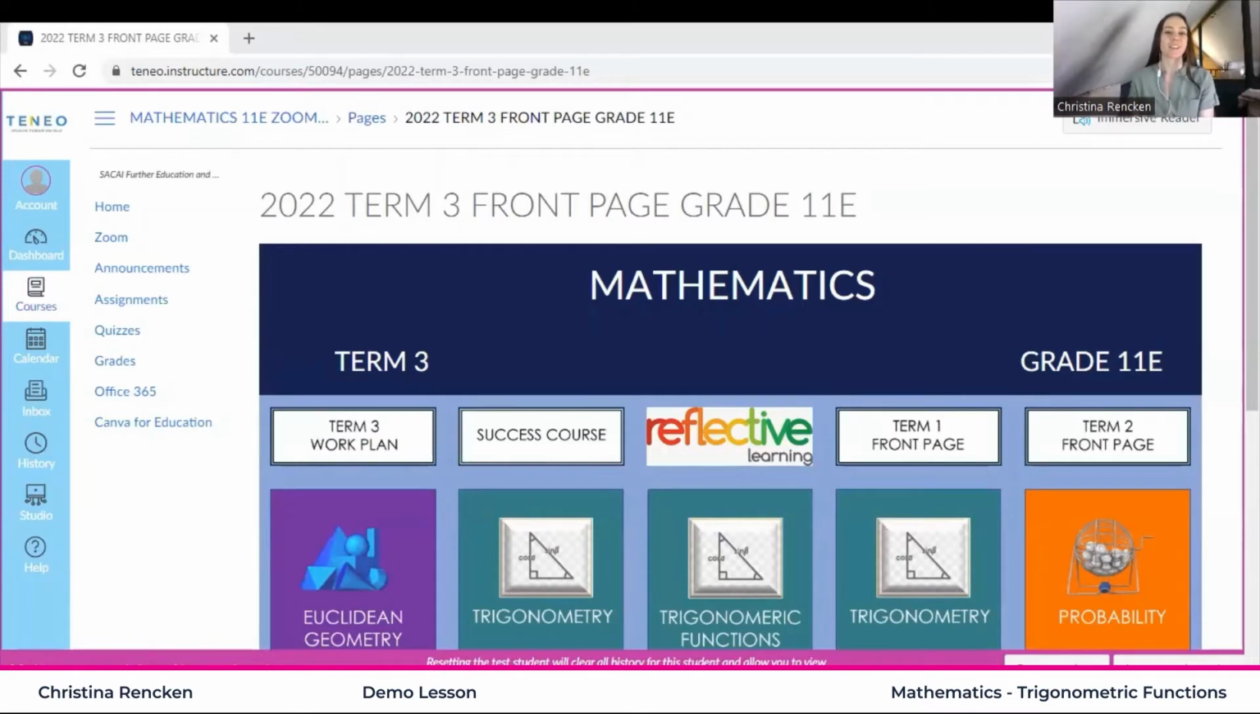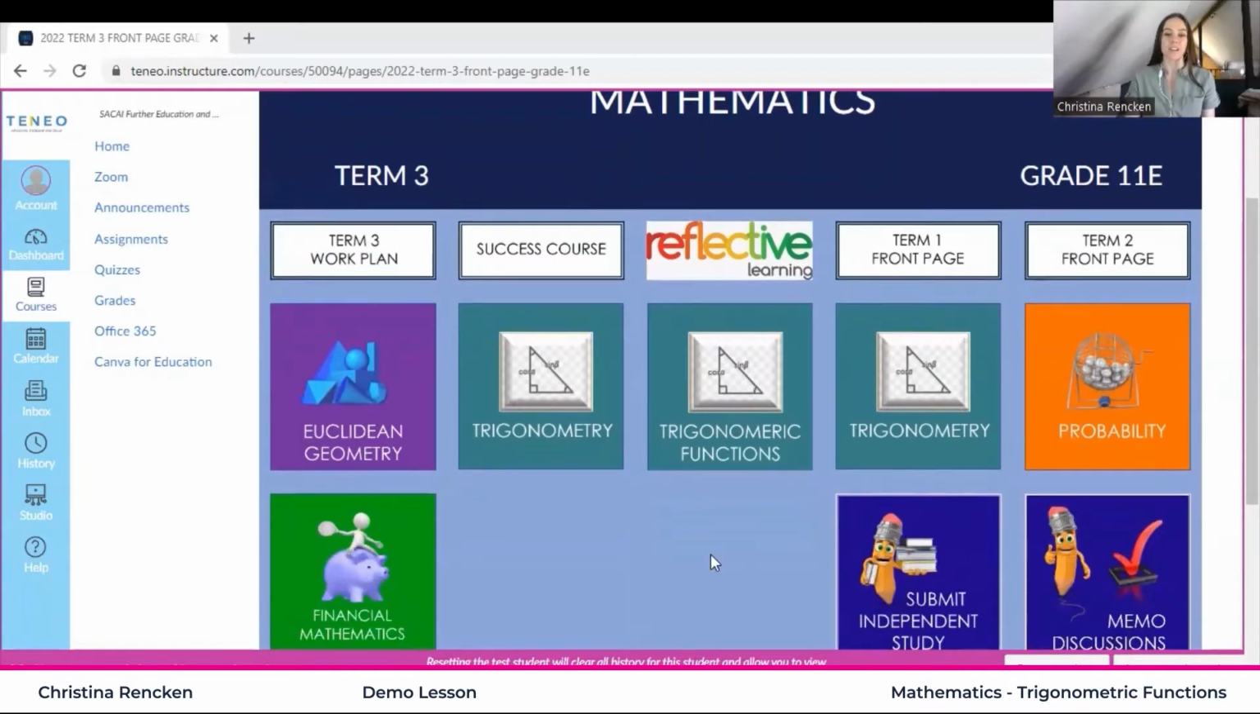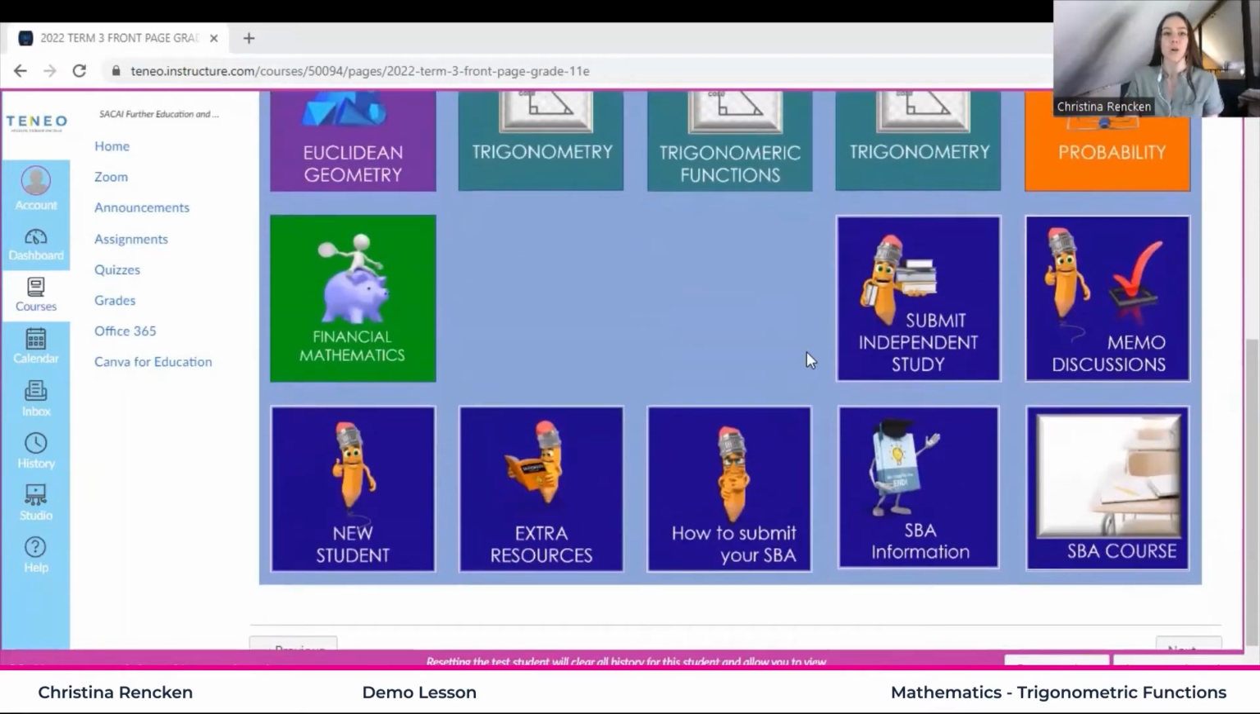This is our grade 11 Maths homepage for term 3. And as you can see, there are a lot of topics that we are doing. We are focusing at the moment on trigonometric functions, and that's what we'll look at today. But I just want to show you all the other things that we have available to us as well.